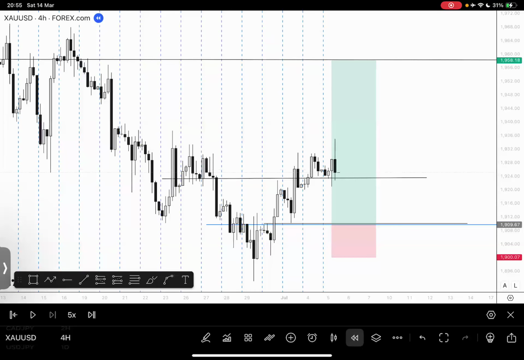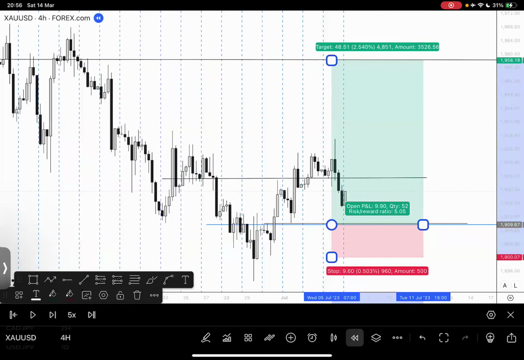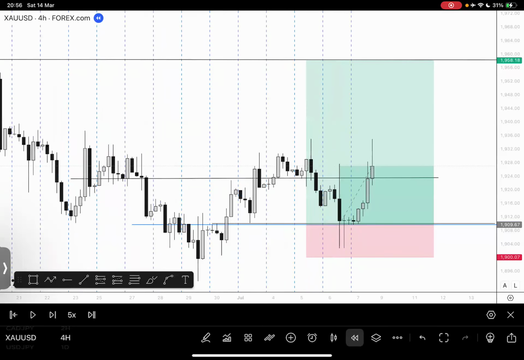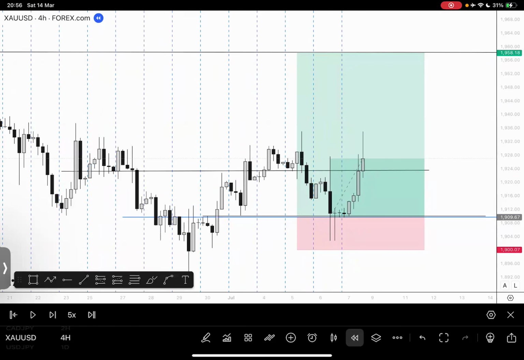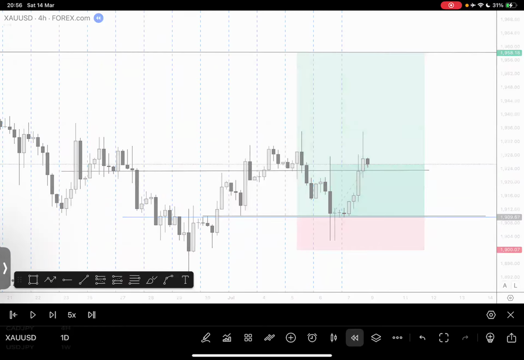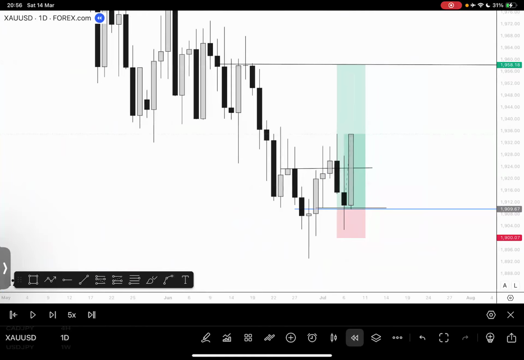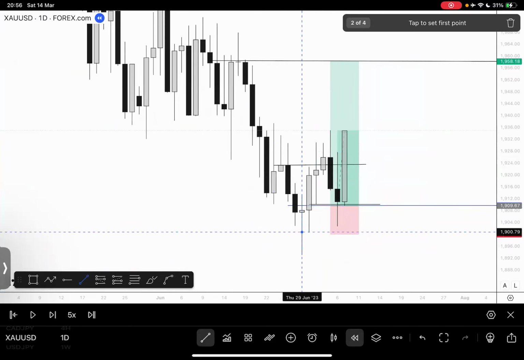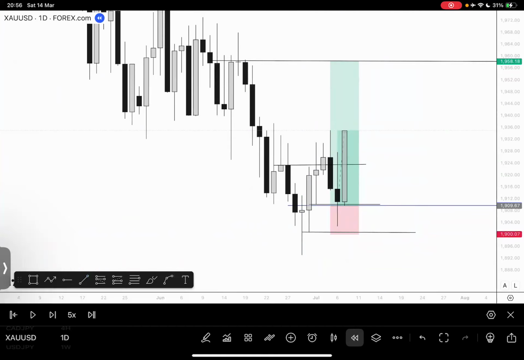All right, almost there. Okay, I triggered. Oh, that was very close. Now I have a break to the upside. Now I want to see something on the daily time frame. 1, 2, 3, 4, 5, 6. The reason why I put my stop loss here is because of this daily level. I don't expect the price to go below this level. So that's why I put my stop loss there.